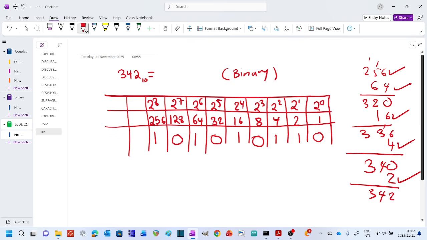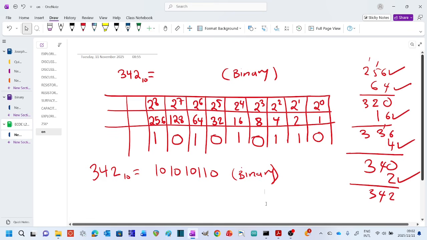So the final answer: 342 base 10 gives me 101010110 in binary. So that is your final answer. That's how you convert. This method is much easier. Feel free to use a method that works for you. But with students, we have been going through different methods, and they concluded that this one was very simple for them. It's actually illustrating everything, so it's much easier.